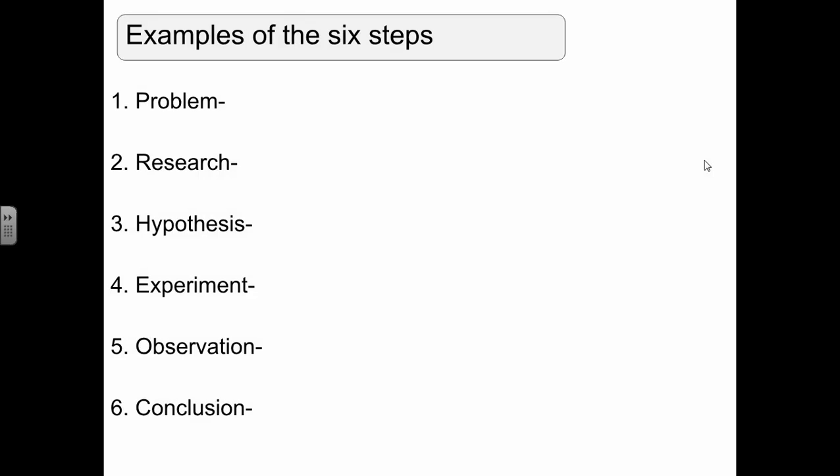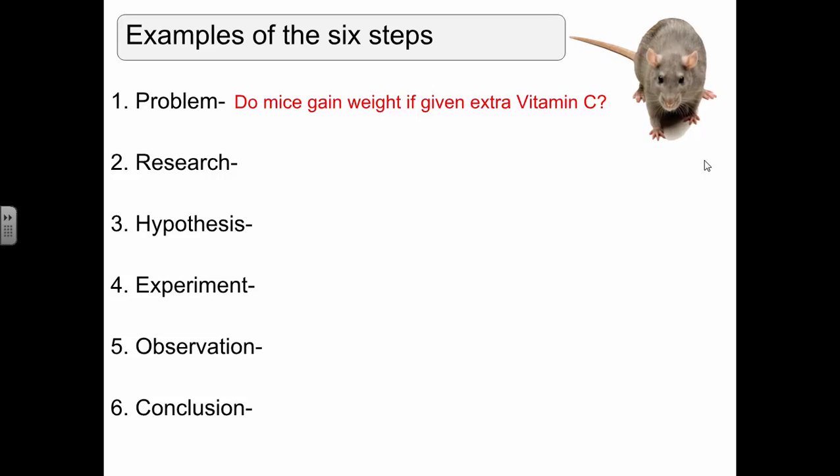Let's look at another example. Let's imagine an experiment where we're going to ask a question about rats and vitamins, or mice. It's actually a rat. Let's say we want to answer this question: do mice gain weight if they are given extra vitamins? That's the problem we're going to think about. Do you think you could set up an experiment that would answer that question?